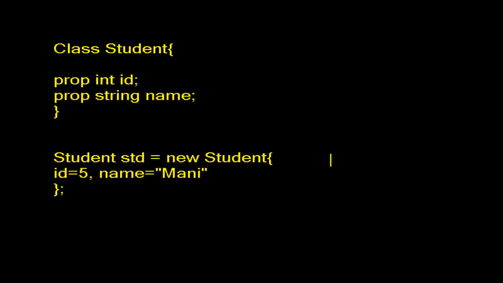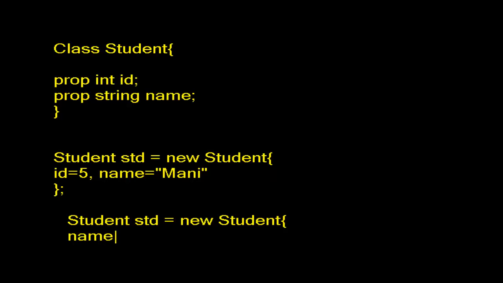There is the other way in which you can do it. The other way is you can say student equal to new student, and then you can say name, I'm supplying you the name, colon here, and then supply the value. So here you are saying you can supply the value here.